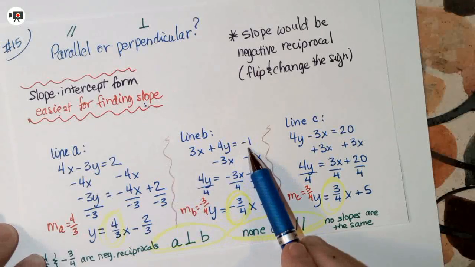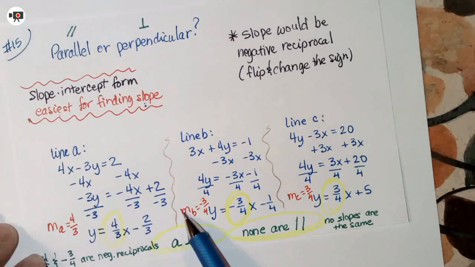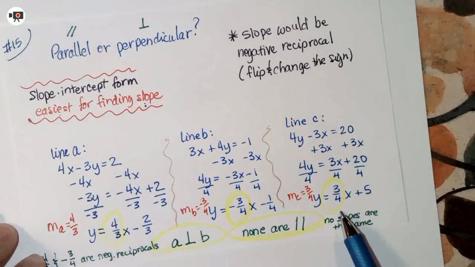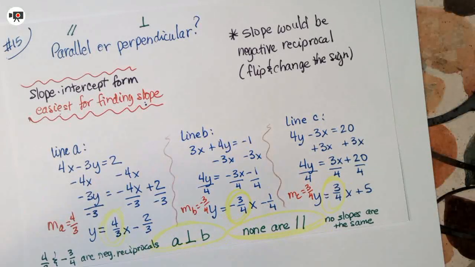Here, I take line B, I rearrange it to isolate y, find whatever's stuck with x, and it's negative 3/4. So the slope of line B, m sub B, is negative 3/4. And here's line C. I redo it all, and I find out that the slope is 3/4. Okay, so are any of these the same slope? Well, 4/3, negative 3/4, 3/4. No, they are not the same.